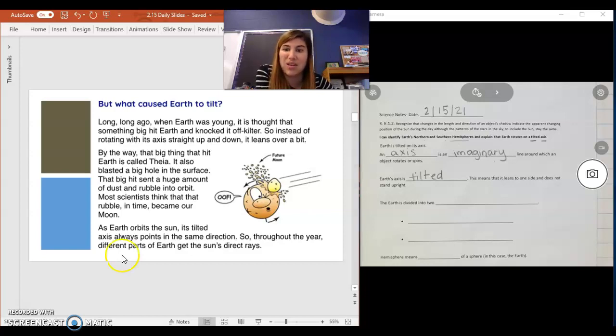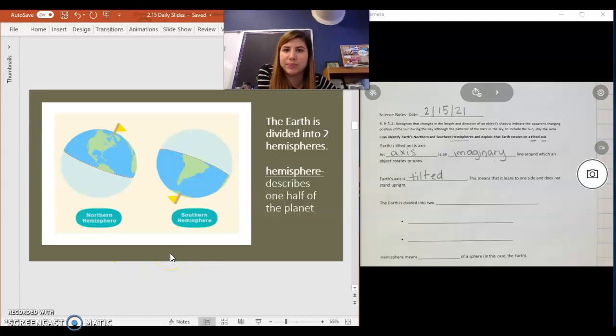And again, we talked about how the tilt is really connected to why we have different seasons, why our weather changes throughout the year, and we'll talk about that a lot more next week. So the next big vocabulary term we need to be familiar with is thinking about the Earth as a sphere. And the sphere is cut in half. Now we know the Earth is not really cut in half, but we want to pretend it's cut in half with an imaginary line, and we'll talk about what that line is called in just a second.